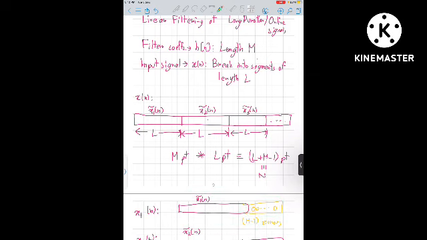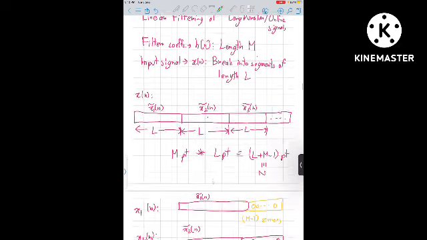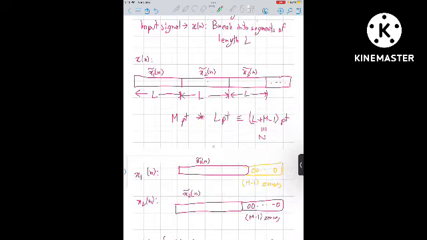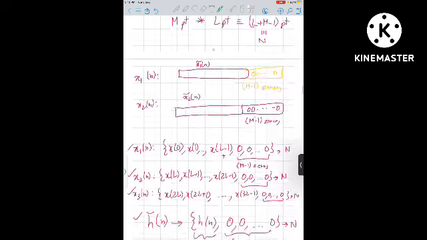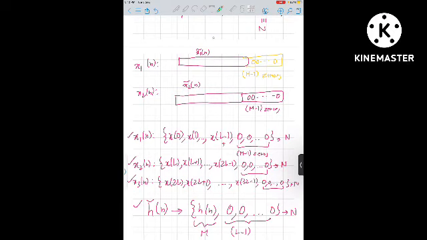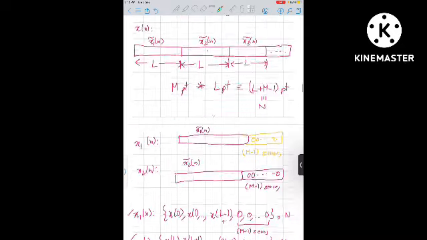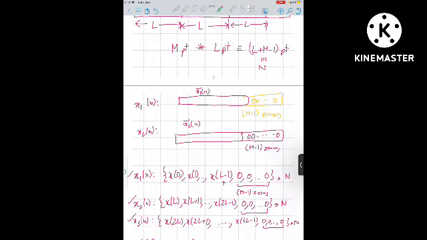So when I write them, how does it look? x of 0, x of 1 till x of L minus 1, and append them with m minus 1 zeros to make it of length L. x2 of n will again start, since it ended at x of L minus 1, I start at x of L plus 1 all the way till x of 2L minus 1. This is becoming a length n.